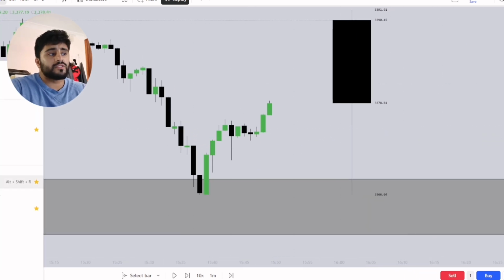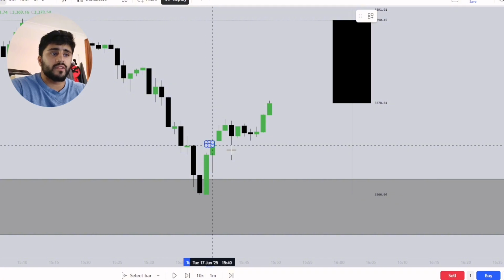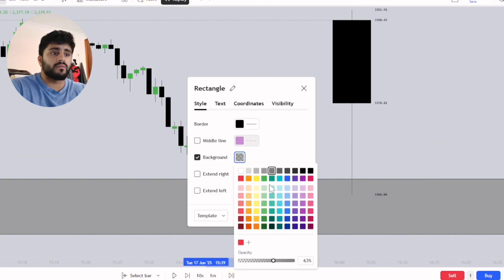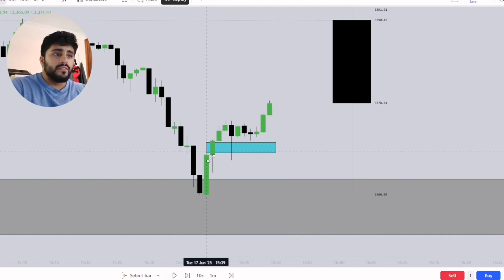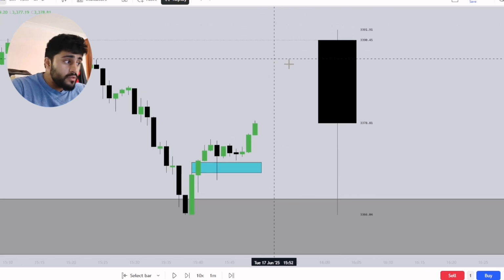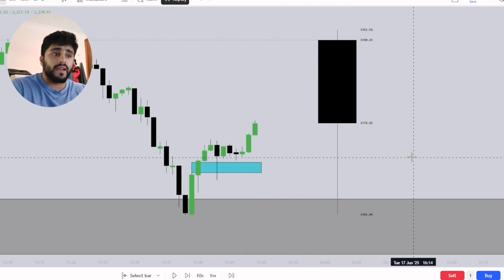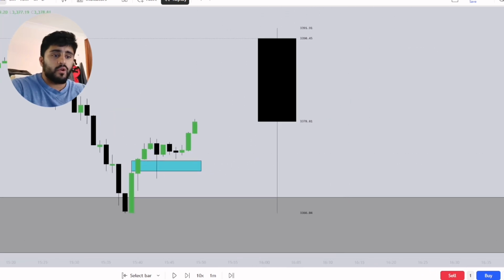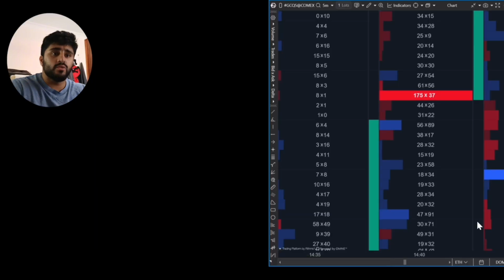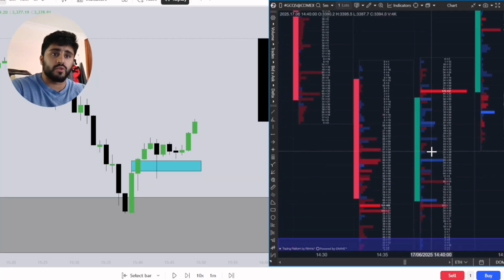So ICT concepts obviously do work to an extent, right? This is of course a fair value gap, right? So if I label this as a fair value gap, this is a fair value gap that's below the candle's opening price, the 4-hour candle's opening price. And to give you some more context to that, we saw a huge seller in the market, which wasn't rewarded.